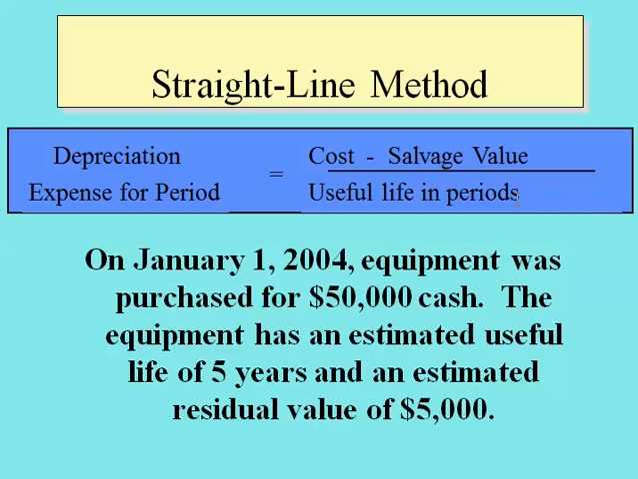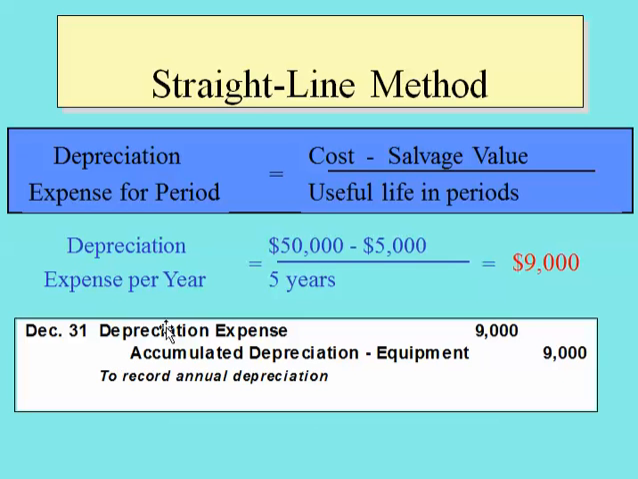And we'll divide it by the useful life in periods. So let's say on January 1st, 2004, equipment was purchased for $50,000 cash. The equipment has an estimated useful life of 5 years and an estimated residual or salvage value of $5,000. We'll take our $50,000 and subtract the $5,000 salvage value, and that is going to give us $45,000. And we'll divide that by the 5-year useful life. So $45,000 divided by 5 will give you $9,000 depreciation per year.